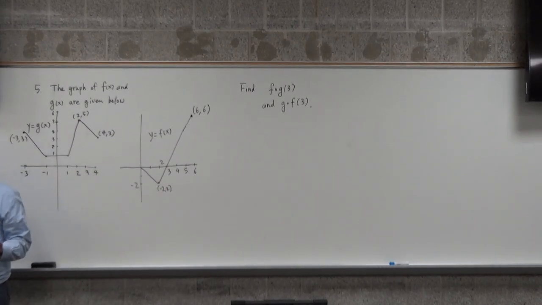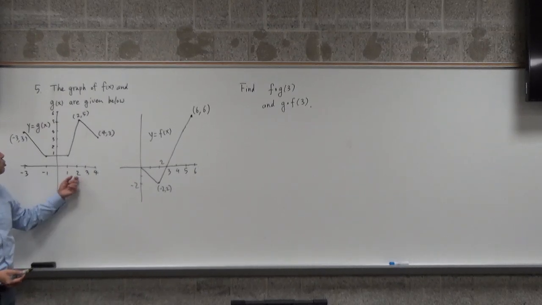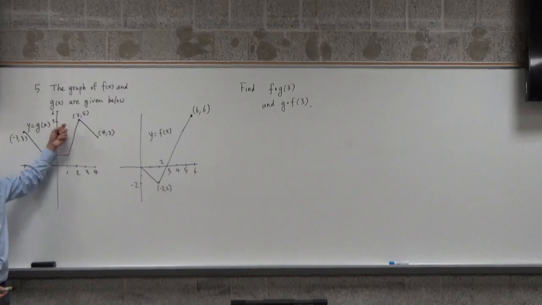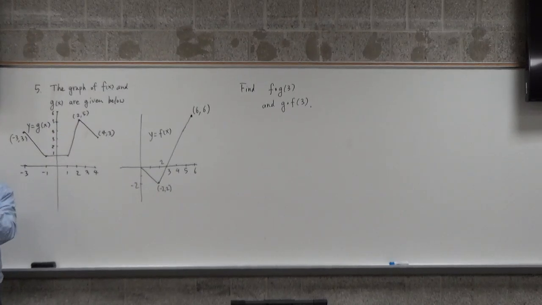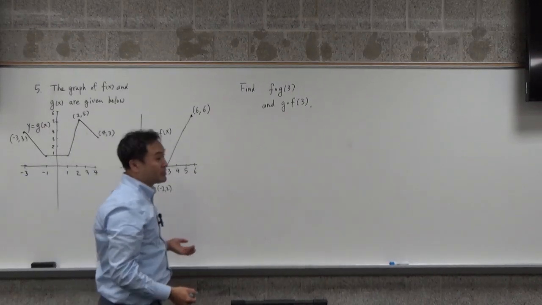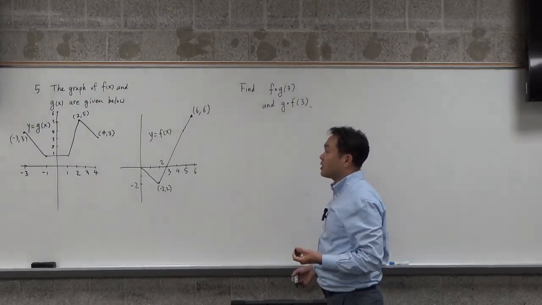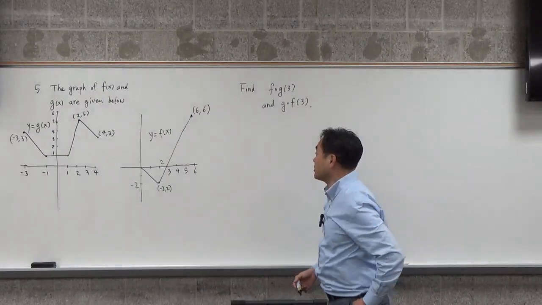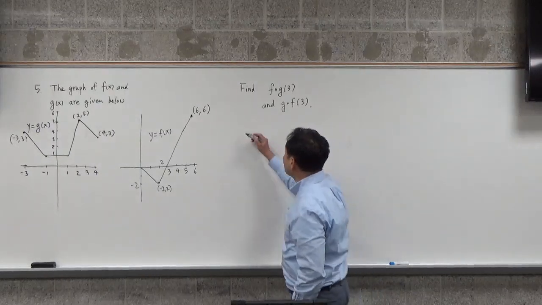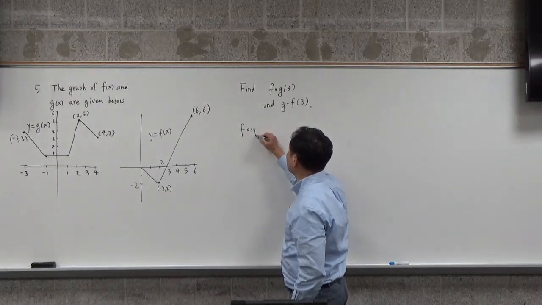If you have 2 comma 5 as the point of the graph, that means when you plug in 2 into the g, then the output will be 5. Right. And apparently these are made up of straight lines, so you have to figure out the values by using the property of straight lines. All right? So first of all, let's think about f circle g of 3.